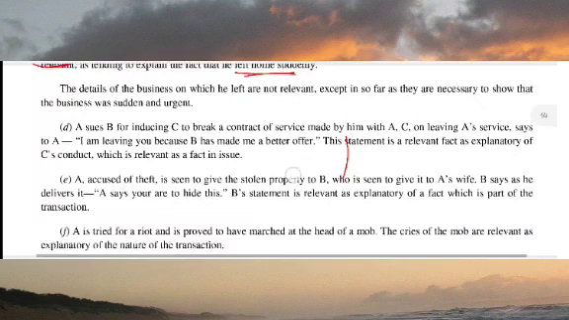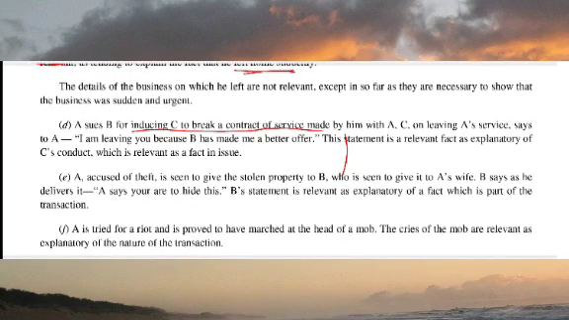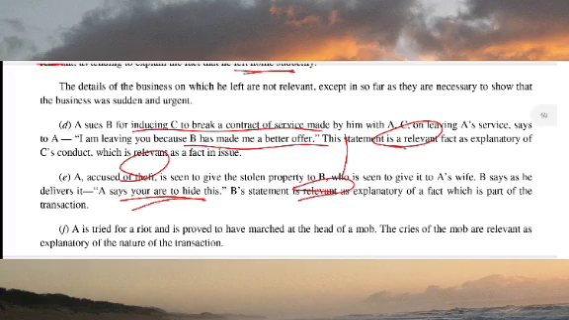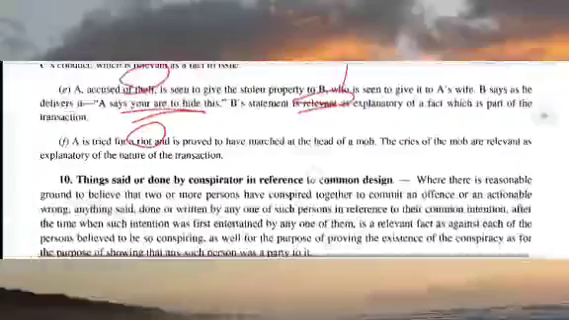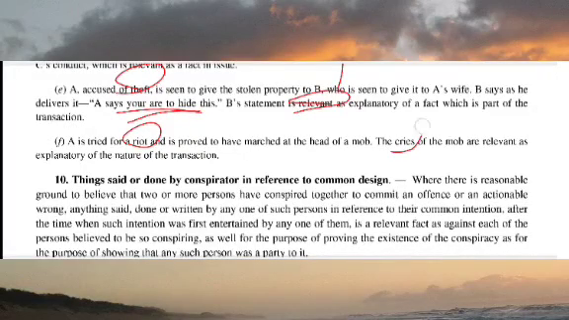Contract of service, inducing breach of contract of service. A servant says, I am leaving you because B made me a better offer. This statement is relevant. And in case of theft, as B says as he delivers it, A says you are going to hide this. This statement is relevant. Then comes riot. The cries of the mob are relevant.